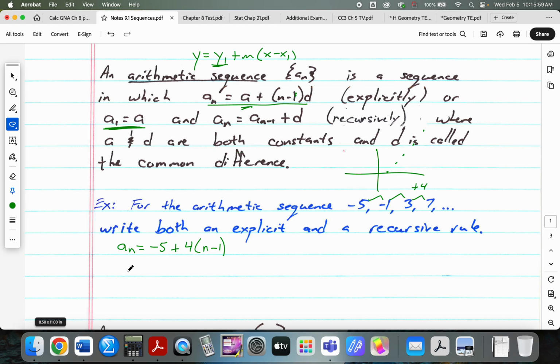Distributing the 4, and then they say a sub n is equal to -9 plus 4n. My problem with that is then it obscures the fact that this is starting at -5. This makes you think, oh, it's starting at -9, but there is no zero term. There's only the first term. You substitute 1 into this, you get -5. That's where it starts. Okay? n is always a positive integer.